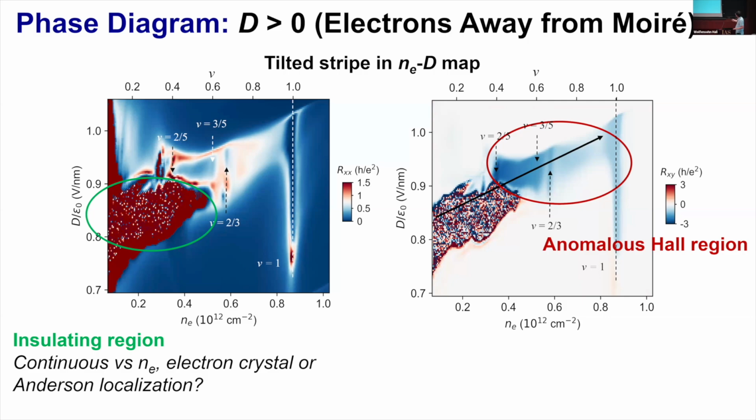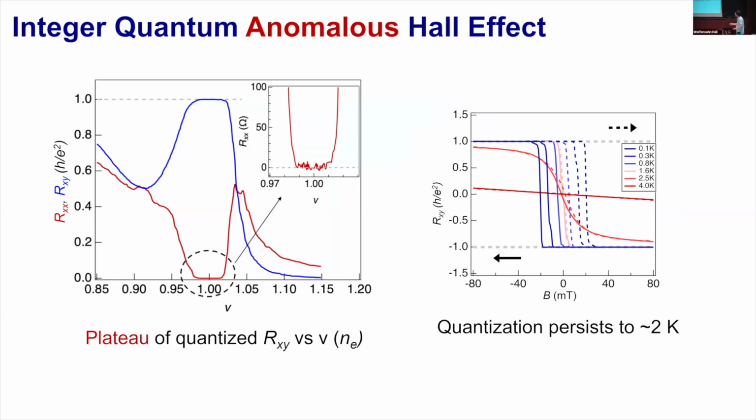Some of them are easier to see in the RxY map, some of them easier to see in the RxX map as dips. So this corresponds to filling 1 Moiré flat band of the same spin and valley polarization. That is how the time-reversal symmetry is spontaneously broken and the system becomes an orbital magnet by itself. So let's first look at the integer one, right? The filling factor 1 here, the RxY got quantized at h/e². So this is a Chern number equals 1 integer quantum anomalous Hall state.